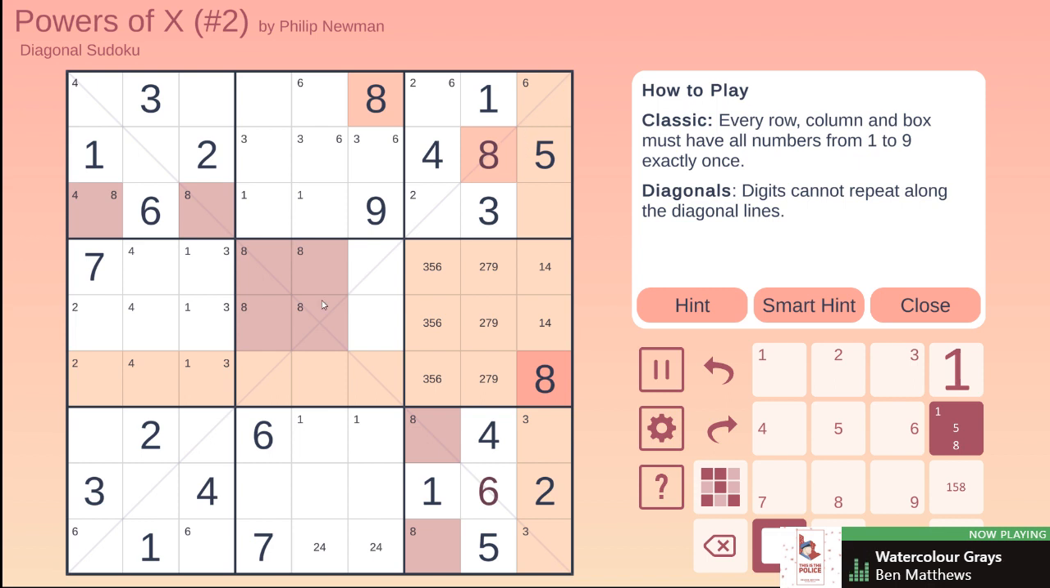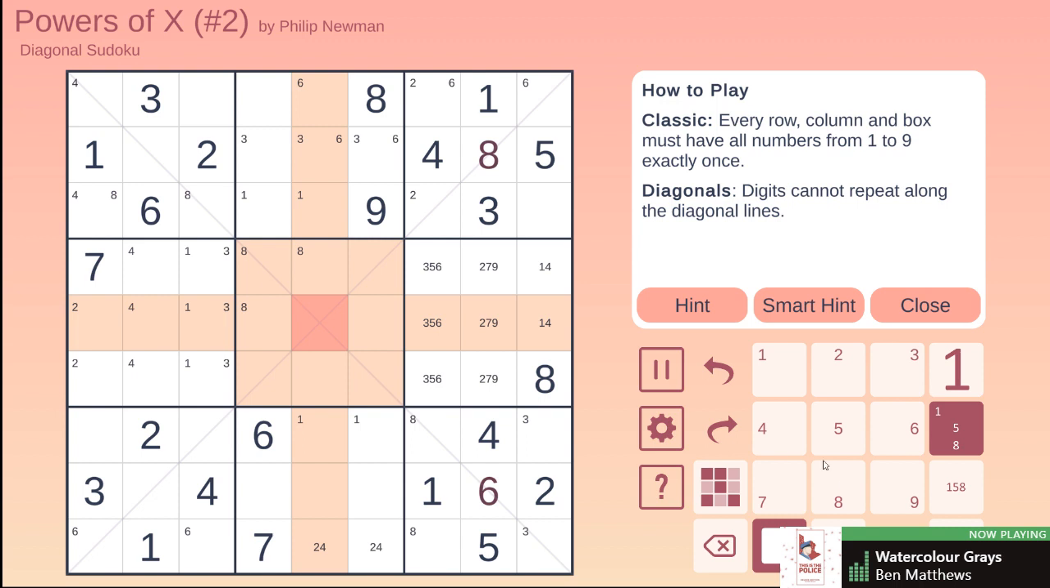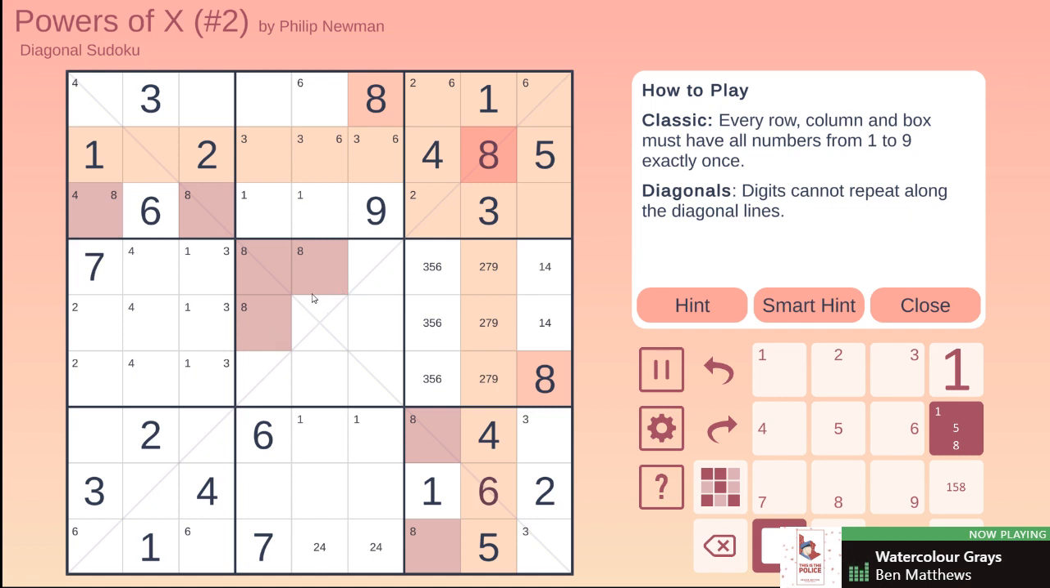Okay, that's very good. This cannot be an 8 because this looks at it through the diagonal rule. Through that X, the power of X. Through the power of X, the 8 sees this 8. So this cannot be an 8. So it has to be one of these. Very good.